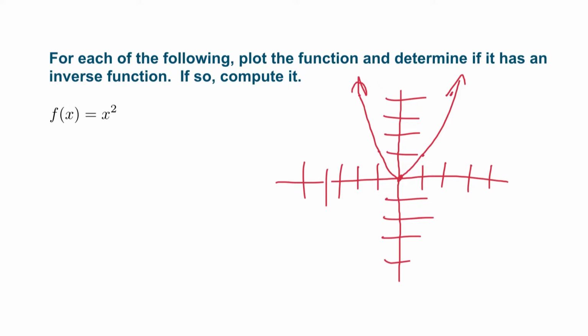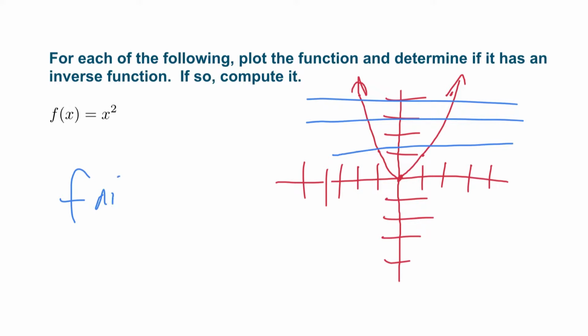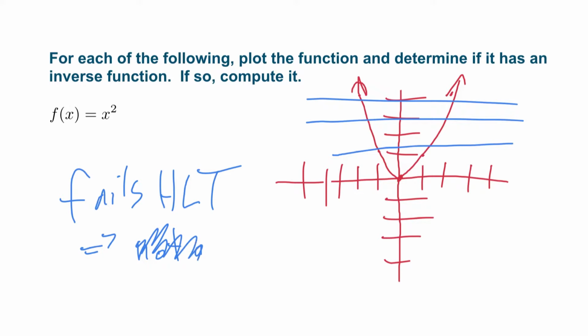So something like this. And I ask myself, is it the case that every horizontal line intersects this function at most at one place? So no. So this fails the horizontal line test, so it does not have an inverse function.